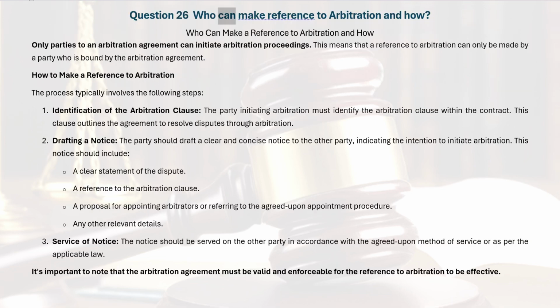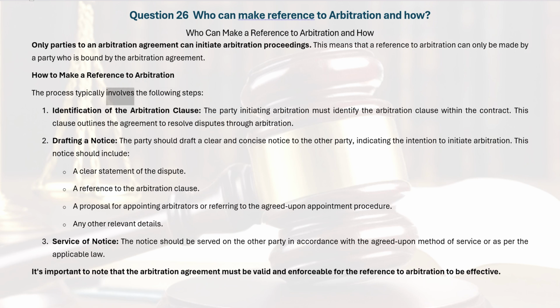Question 26. Who can make reference to arbitration and how? Who can make a reference to arbitration and how? Only parties to an arbitration agreement can initiate arbitration proceedings. This means that a reference to arbitration can only be made by a party who is bound by the arbitration agreement. How to make a reference to arbitration?